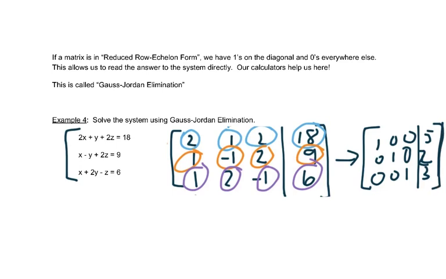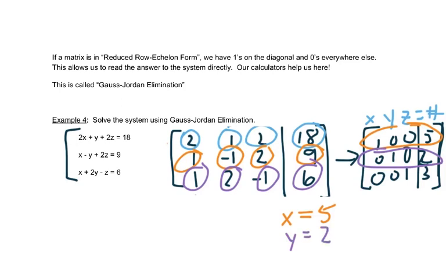And remember that just like before, this first column is our x's, the second column is our y's, the third column is z's, and then we have equals our number. So if we read this first equation, that's telling us that x, because 1 is in the x column, is equal to 5. This middle row is telling us 1 is in the y column, so y is equal to 2. And then this last row is telling us 1 is in the z column, so z is equal to 3. So it's telling us our answer there.